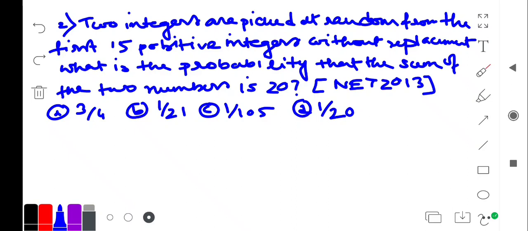Suppose there are 15 positive integers, and we select two of them without replacement. That means we take two numbers and do not put them back. So what is the probability that the sum of the two numbers will be 20? How likely is it that the sum of the two equals 20? So two integers are picked at random from the first 15 positive integers without replacement. What is the probability that the sum of the two numbers is 20?